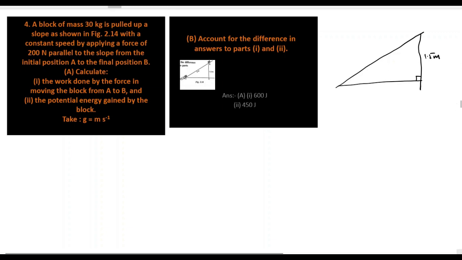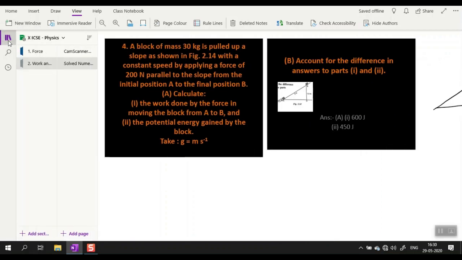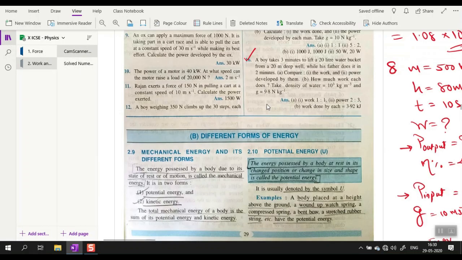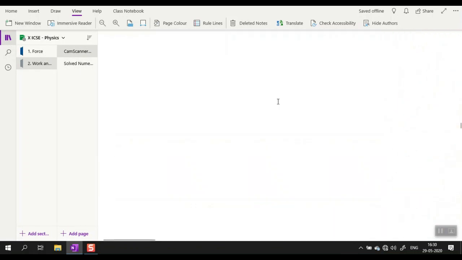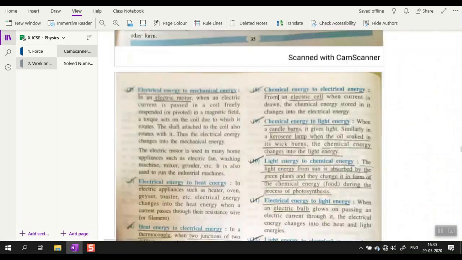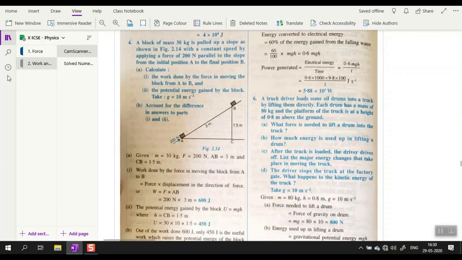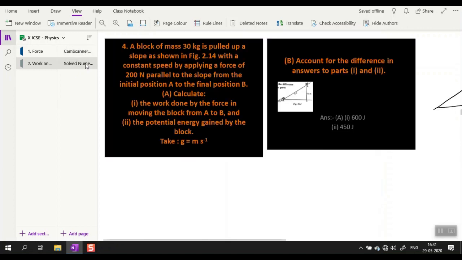Let me check. We can also check it in our textbook, right? So there is no issue. Let me check in the textbook. Yes, so it is 3 meter. Great, 200 Newton, 1.5 meter, position A and B. Cool.